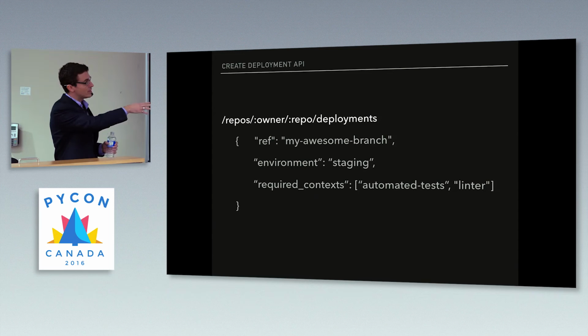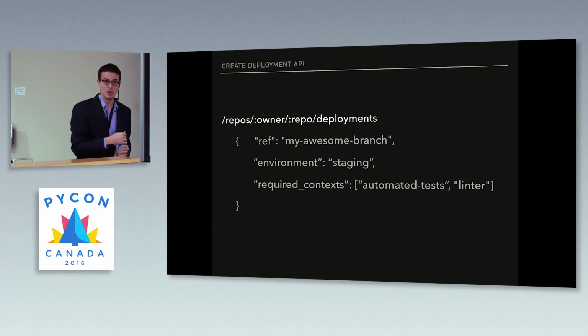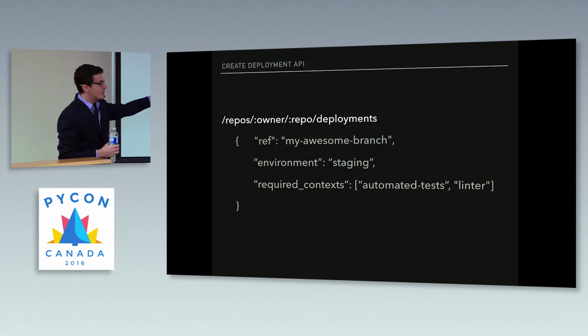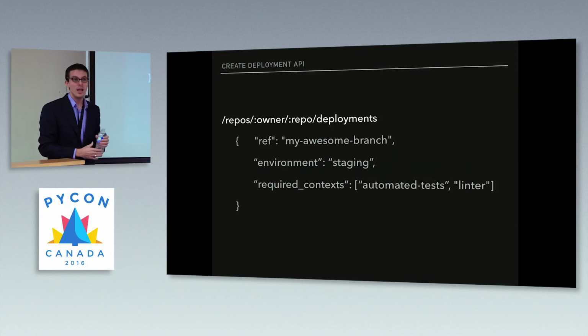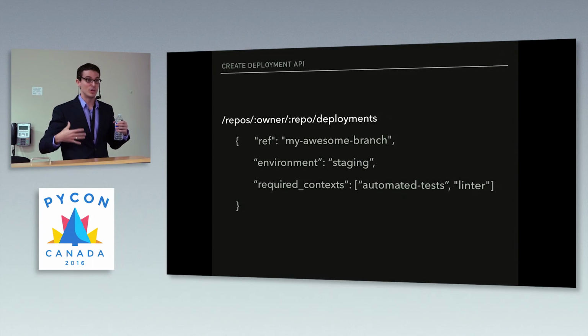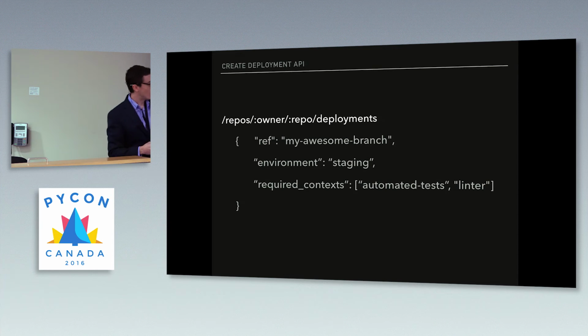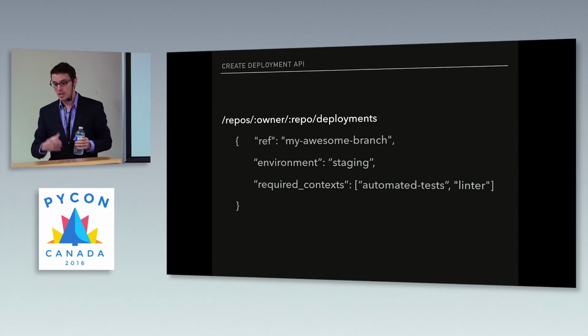And then required context. And what's a required context? Those are the individual checks in your pull request. All right, so here I've got two for my pull request, one called automated tests and one called linter. What this means is that when a deployment happens, GitHub will not allow that deployment to actually start unless both automated tests and linter have completed and have passed successfully.